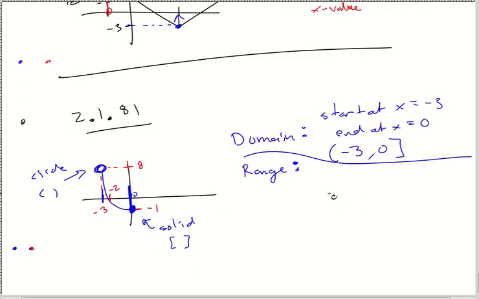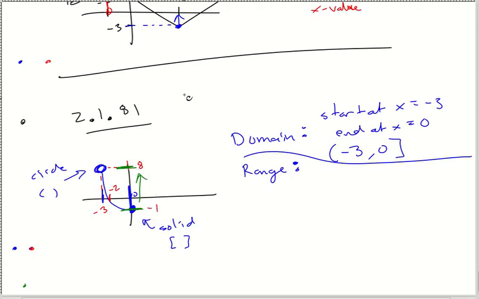The range is the y values. Use a different color for that. Y values are going up and down. Notice that we got -1 right here all the way to 8. And also notice that I'm starting from negative going to positive. We're used to reading downwards, so you would say, oh, it's going from 8 to -1. No, no, no. It's going from -1 up to 8.